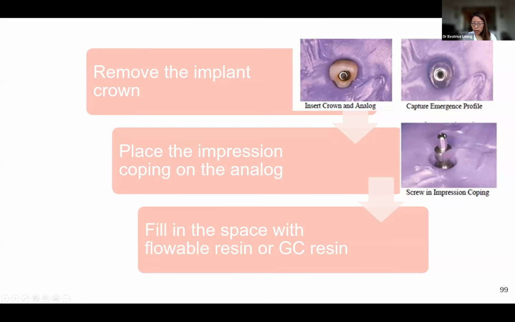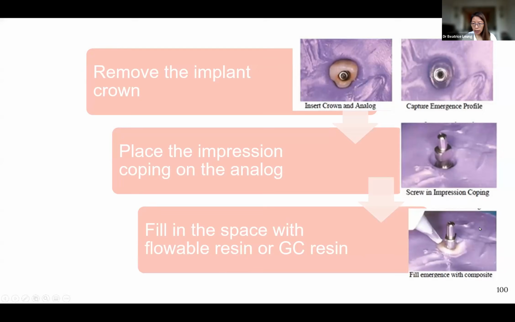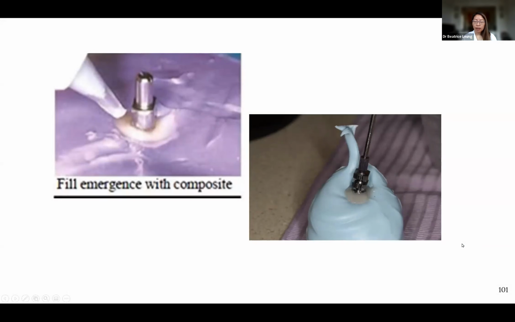Now you just take an open tray impression coping connected to this analog. What you will see is you got a space here. That emergence profile that you have created, there's a space now. So this space is what you're going to fill up with either flowable resin or self-curing resin. I usually use flowable resin, but you can also use GC resin that sets fairly quickly. Once it's completely set, then you can remove that and trim any excess flash.